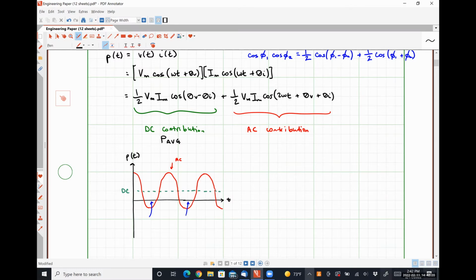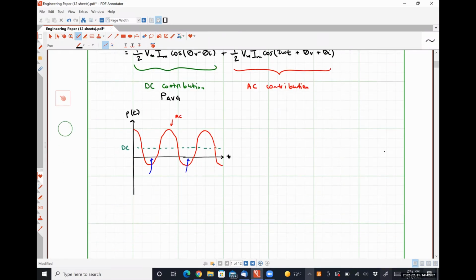But for now, just by looking at our graph, we can see that intuitively, the DC contribution represents the average amount of power that's being absorbed, because exactly half the time we are absorbing power greater than that, and exactly half of the time we are supplying power less than that. All right. So let's talk about the concept of average quantities here. Okay. Let's do a more rigorous mathematical definition.